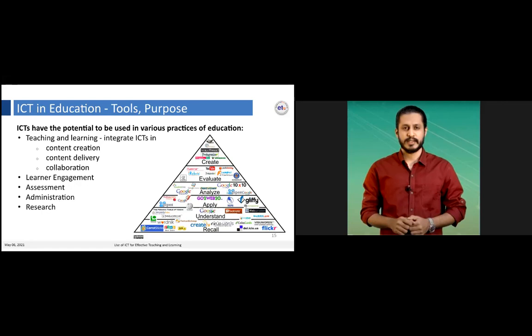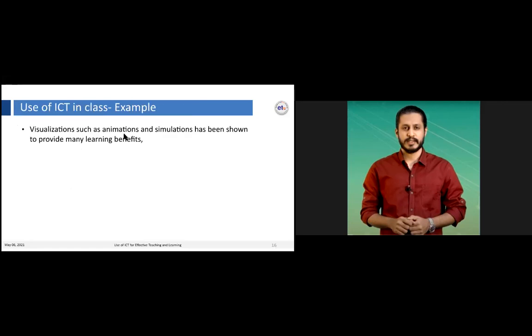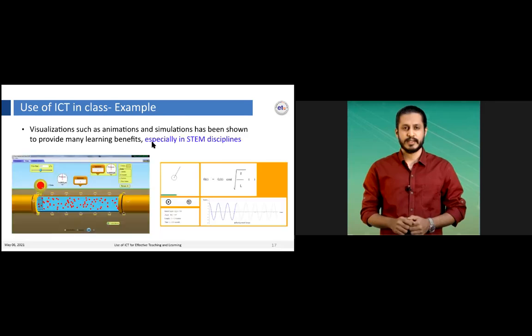I would like to start with one example of ICT, that is visualization. Visualizations such as animations and simulations have been shown to have many learning benefits, especially in the STEM disciplines: science, technology, engineering, maths. If you could see these two graphics, one is a screenshot of a simulation of Bernoulli's theorem.